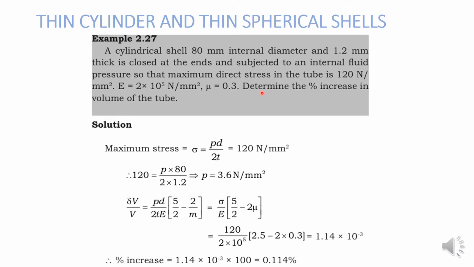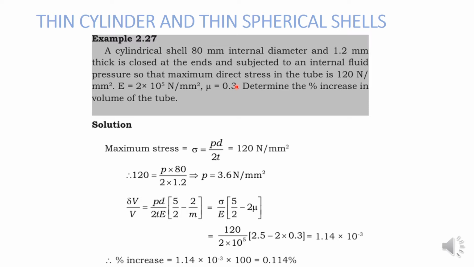So the question is regarding a thin cylinder which is having a diameter of 80 mm and thickness 1.2 mm, which is closed at both the ends and subjected to an internal fluid pressure. So we have to find out the value of the percentage increase in volume of the tube. Okay. So the maximum direct stress which is given in the question is 120 Newton per mm square.